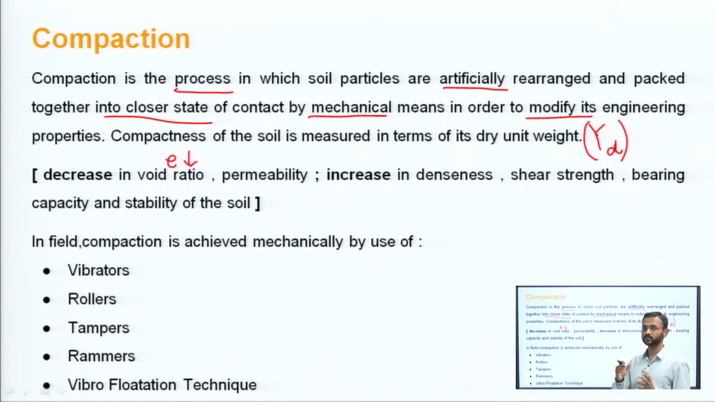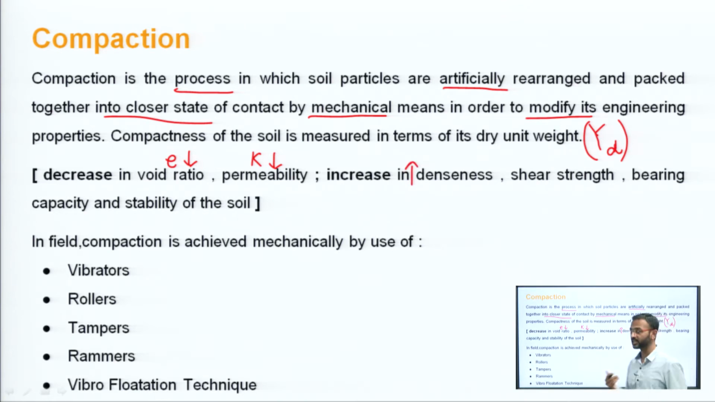Now, the permeability: because the soil is more compacted, the voids which were allowing the passage of water have now been reduced. So, the permeability also reduces. But what happens to the denseness? When you compact loose fill, it is brought to a smaller volume. So, in that case the denseness will increase. The denseness value increases.